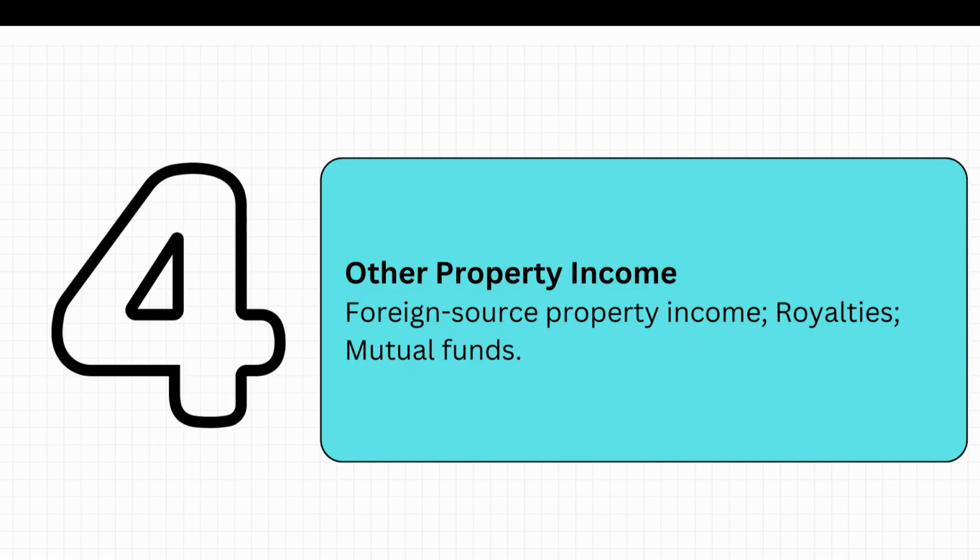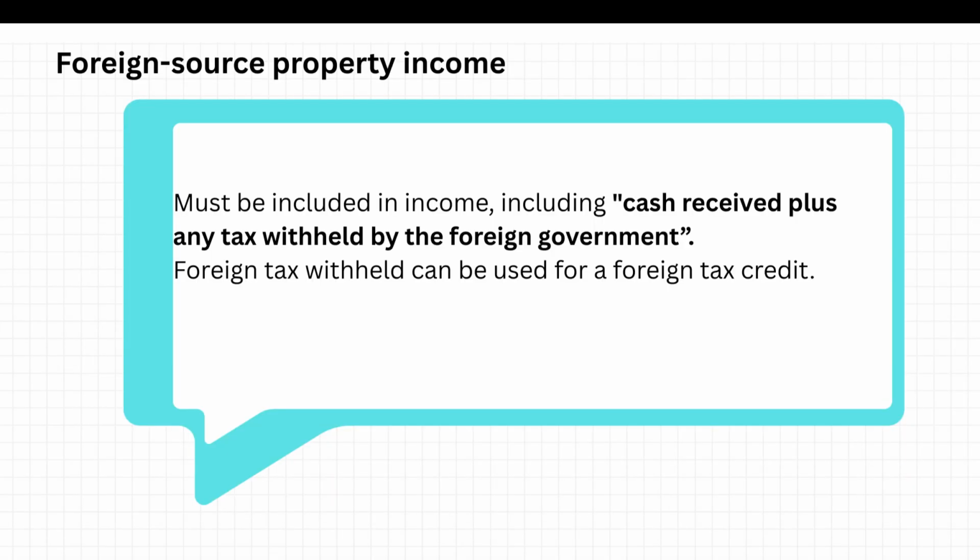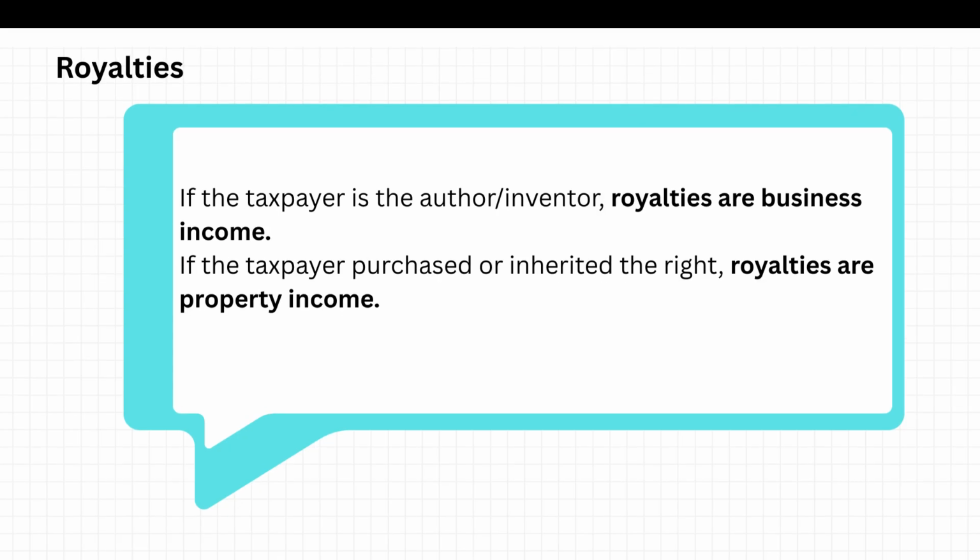Property income also includes a few other categories. Foreign source property income, things like dividends, interest, or royalties earned abroad. These amounts must be reported in Canadian dollars, and while foreign tax may be withheld, you might claim a credit to avoid double taxation. Royalties, payments tied to the use of intellectual property like patents, copyrights, or franchises.